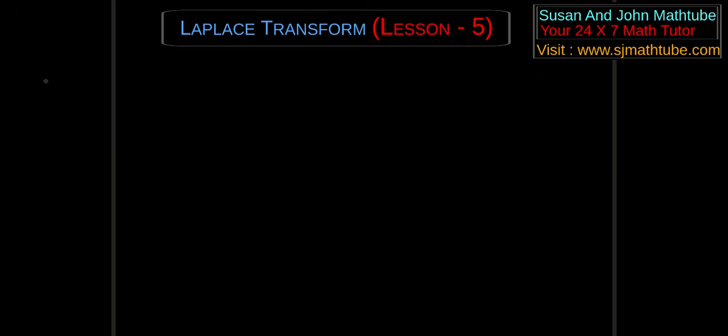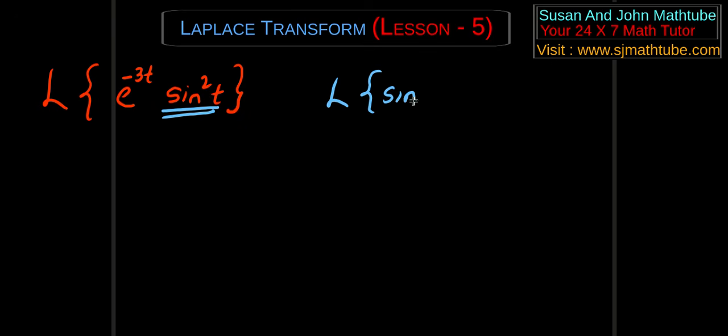Now let's make it a little bit more complicated. Find the Laplace of e power minus 3t multiplied by sine square t. So what should I do? I have to start with this. So I'm going to write Laplace of sine square t. Now you might understand the importance of lesson 3 and lesson 4. We learned how to evaluate Laplace of many functions in lesson 3 and 4. And one of course was sine square t. Anyway, I'll write the formula for your advantage.